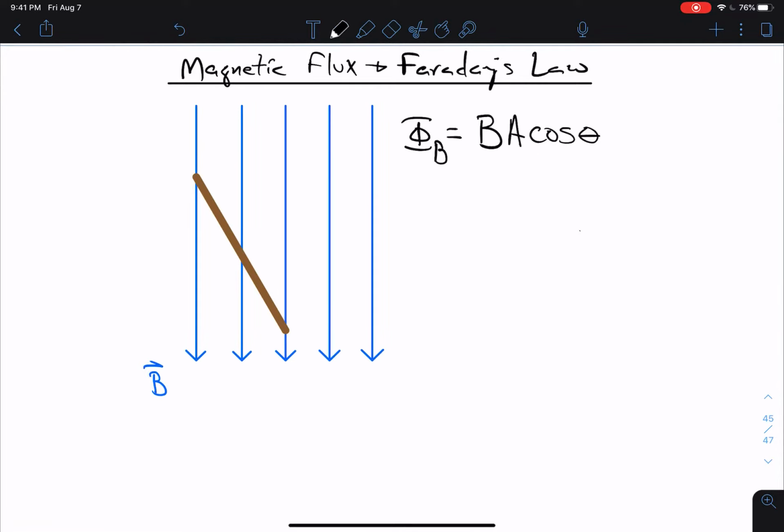And what is theta? Well, we draw a normal to our surface. And then the angle between that normal and the magnetic field is the angle theta. Now, you may already realize that I have 2 choices for the normal. I drew the one, but I could have drawn this one. How do I know which one to draw? The answer is it's arbitrary.